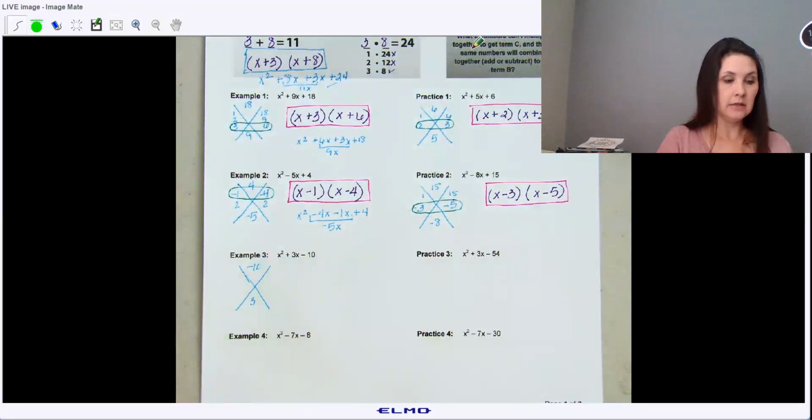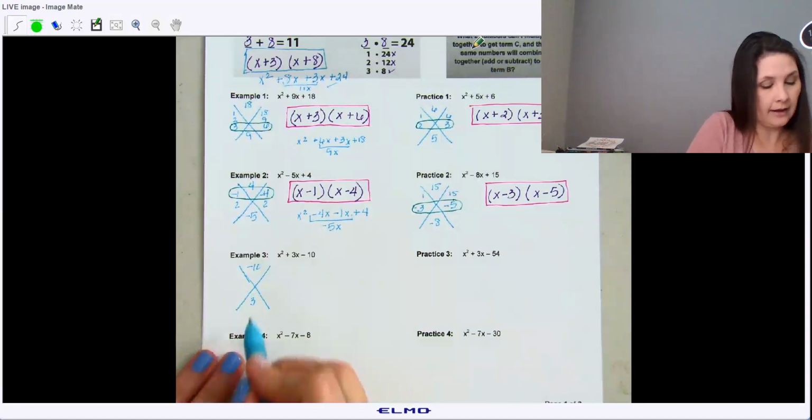And don't forget that when you're combining integers, when we're adding two integers together and one's positive and one's negative, you're actually subtracting, and then your sum or difference will take on the sign of the number that has the largest absolute value. So let's apply that here.